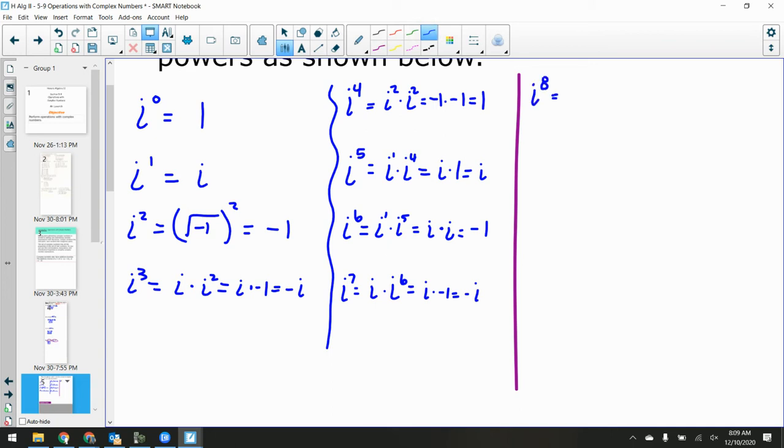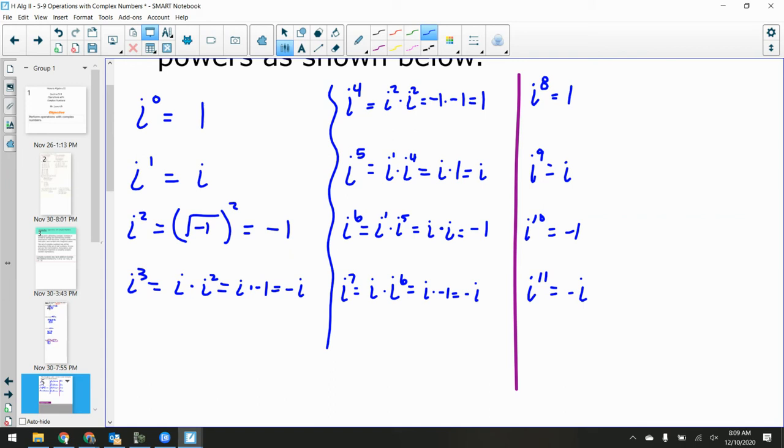What do you think i to the eighth is going to be? What do you think about i to the ninth? i. What do you think about i to the 10th? Negative one. What do you think about i to the 11th? Negative i. So what we have here is a cyclic pattern.